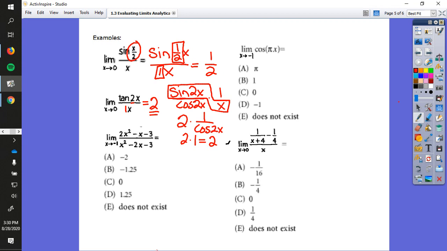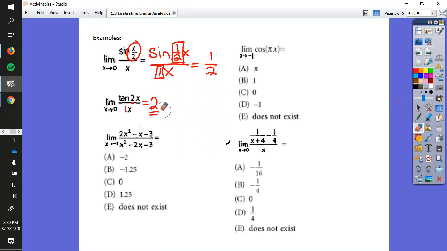Okay, so I'm going to go ahead and clear that off. So pause it if you need to write that stuff down. Okay, let's go ahead and look at the next one.